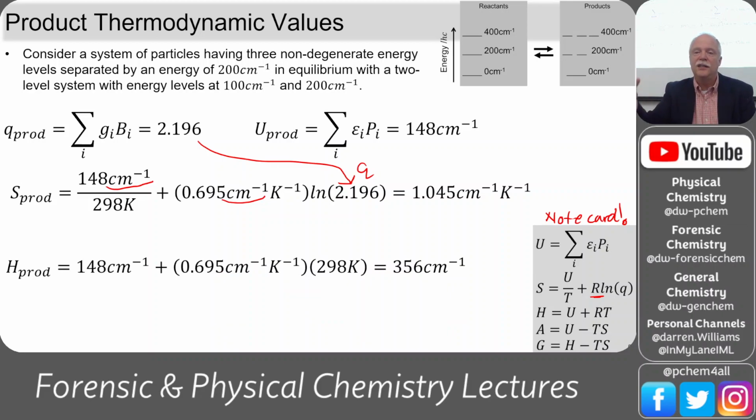And so in this case, the products have 6 chairs and the reactants only have 3. So naturally the products, at the same temperature, are going to have higher entropy. So let's calculate the enthalpy. This is U plus RT. Again, U is in wave numbers, so for R we need to use wave numbers per Kelvin. So we get 356 wave numbers for enthalpy.